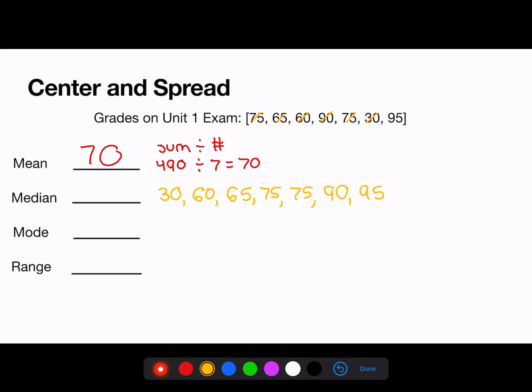An easy way to find the exact middle is to cross off numbers from left to right. Left, right, left, right, left, right. The median is 75.